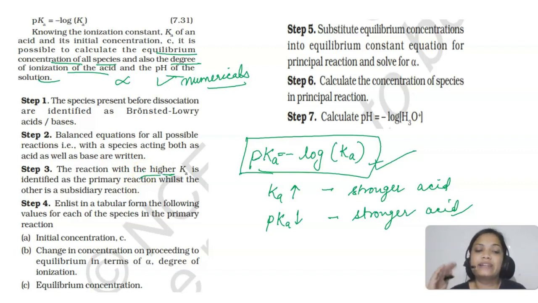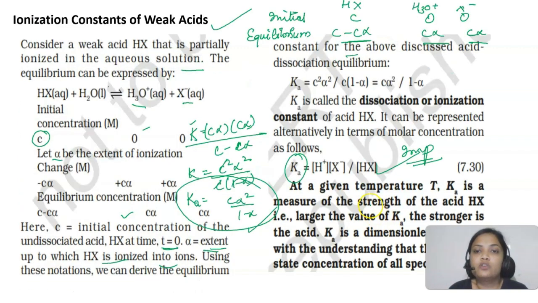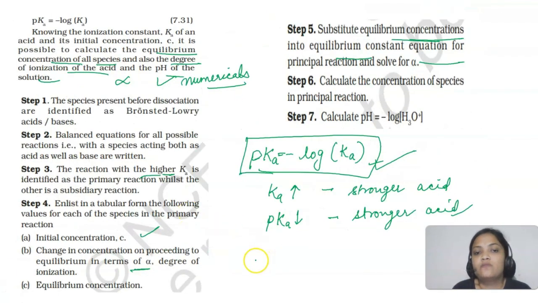We have to write everything in tabular form. We'll write the initial concentration, change in concentration in terms of alpha, that is your degree of ionization, and equilibrium concentration. Then we will substitute the equilibrium concentrations into the equilibrium constant equation. You know the equilibrium constant equation, right? In terms of concentration, you all know how we can write it, and in terms of degree of dissociation also, C alpha square upon 1 minus alpha.